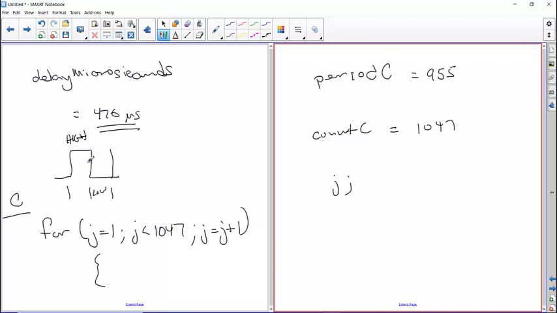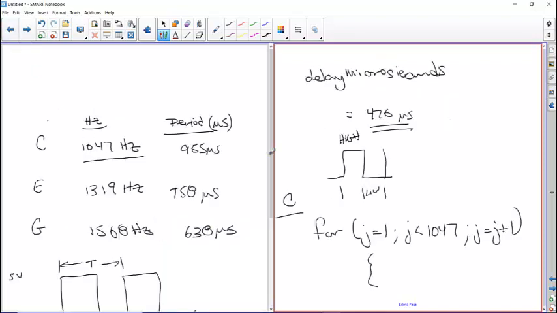And then in each for loop, you'll have digital write high, delay so many microseconds, digital write low, delay so many microseconds, then you'll have it high, and then you'll just keep looping that around, 1047 times for C, 1319 times for E, and 1568 for G. And what I'm going to do here is I'm going to play this thing.